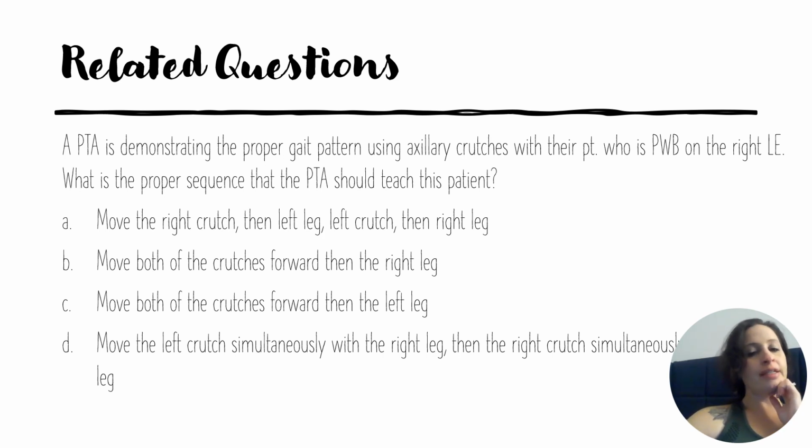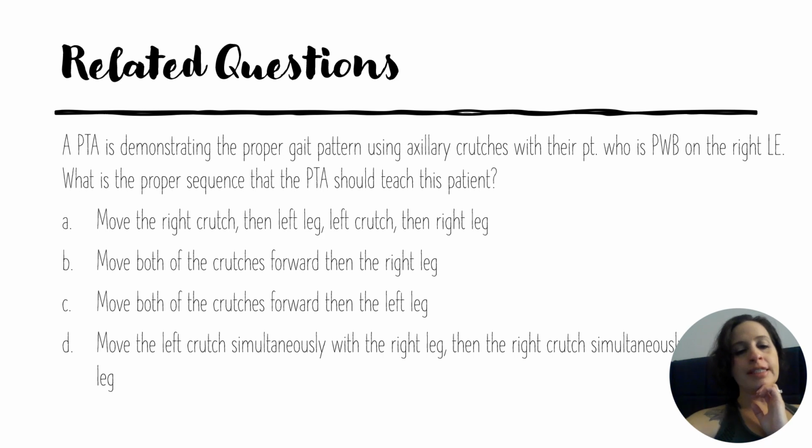So it says a PTA is demonstrating the proper gait pattern using crutches, axillary crutches, to their patient who is partial weight bearing. What is the proper sequence that the PTA should teach this patient? So I would automatically be like, what gait pattern are they talking about? Which is modified 3-point, because modified 3-point is a gait pattern that you use with crutches, partial weight bearing. And then I got to think about what that looks like. So that's when you move both crutches forward, and then you move one leg and the other leg, and those are your 3 points. Crutches is 1 point, one leg 2-point, that's your 3-point, right? Modified.